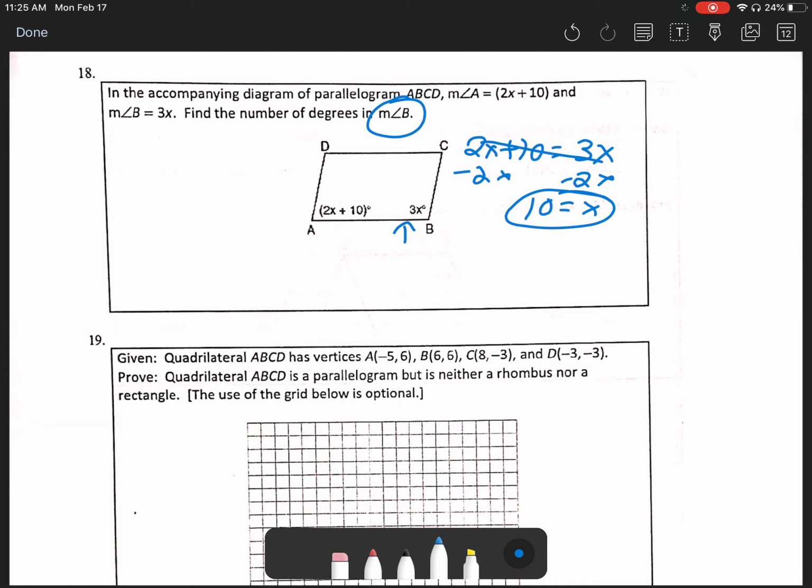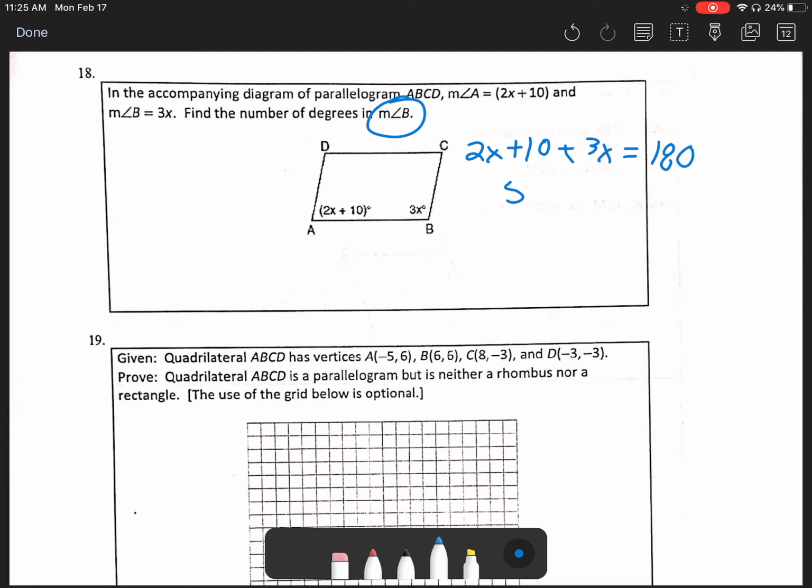Oh, geez, Louise. I said they add to 180, and then I set them equal to each other. Let me try this again. 2x plus 10 plus 3x is equal to 180. There we go. So I apologize for that.